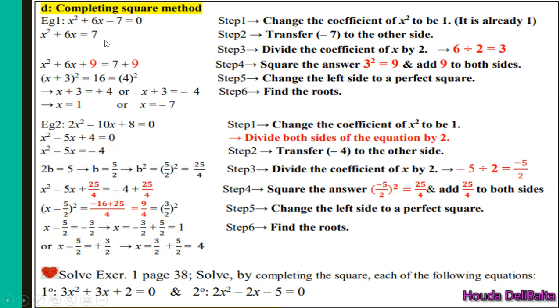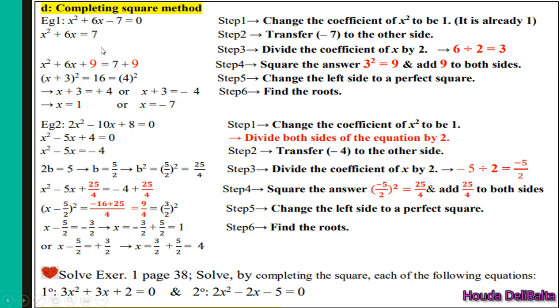So first of all, take the constant, which is minus 7, to the other side. Divide the coefficient of x by 2: 6 divided by 2 is 3. Now squaring 3, it is 9. This 9 is going to be added here and here. We have to add 9 to both sides of the equation because we don't have the right to add a number to one side of the equation without adding it to the other side, or even multiplying or subtracting.